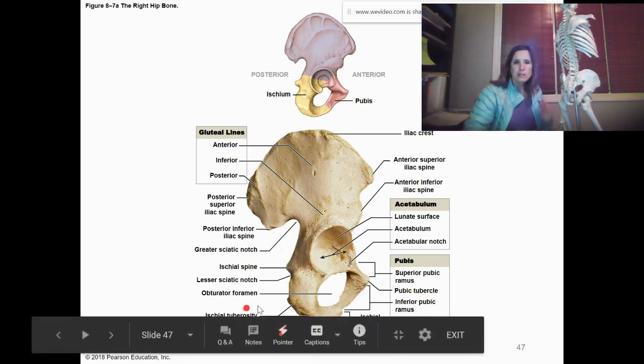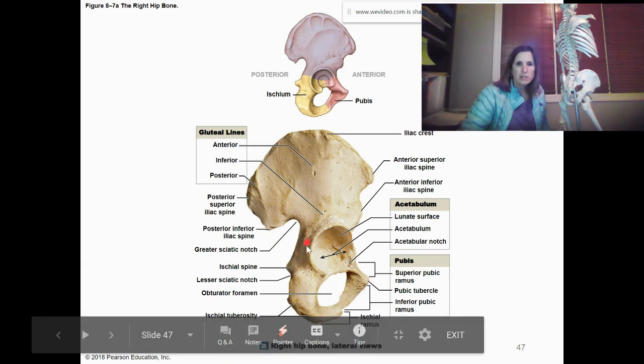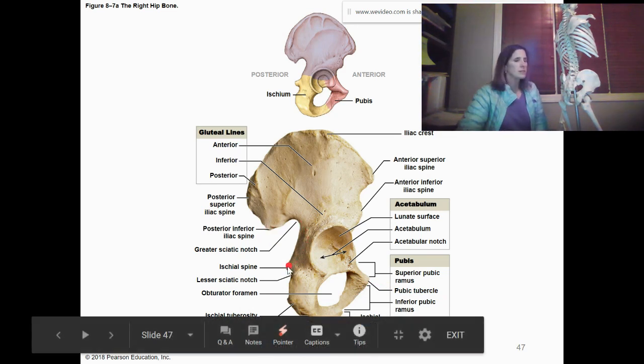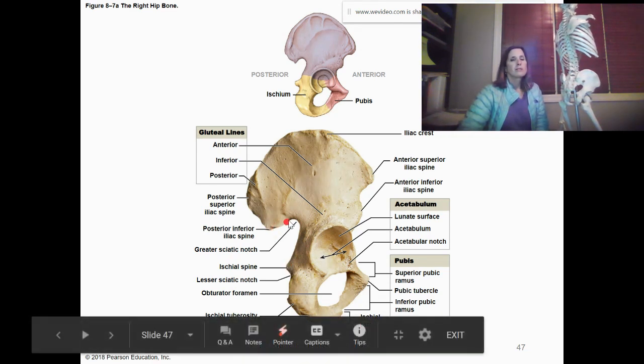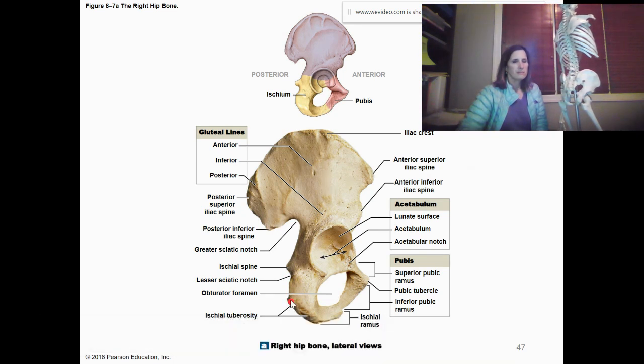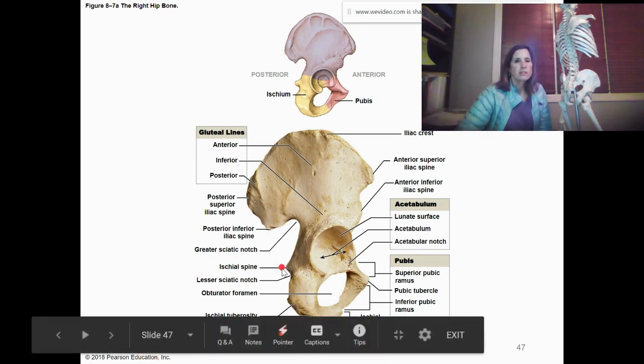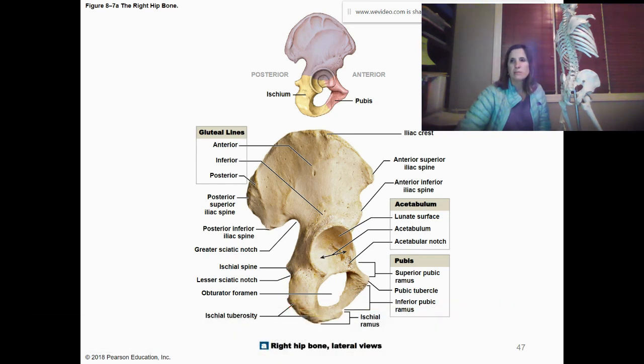And so let's look at this again. Here's the greater sciatic notch. And you guys try these on your skeleton. So look on the posterior side. See if you can find a greater sciatic notch, an ischial spine, the lesser sciatic notch, and then the ischial tuberosity. All right, which ones are on the ischium? The ischial spine, the lesser sciatic notch, and the ischial tuberosity.